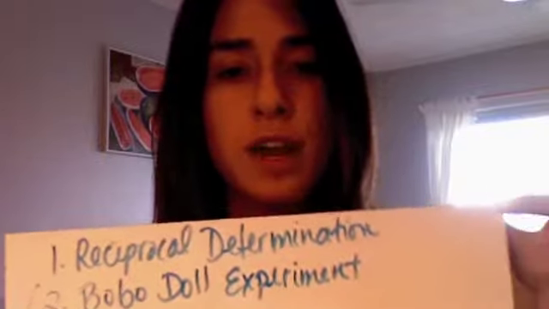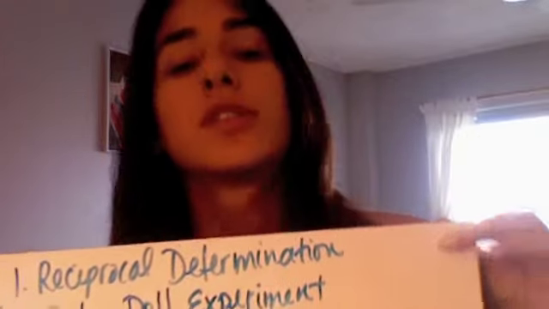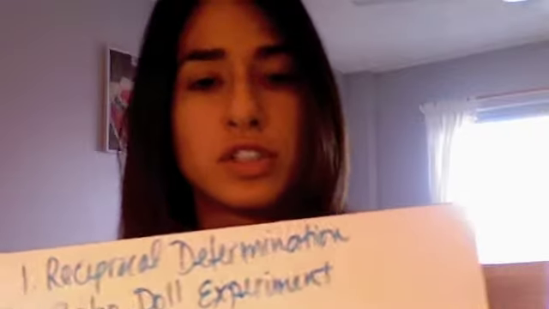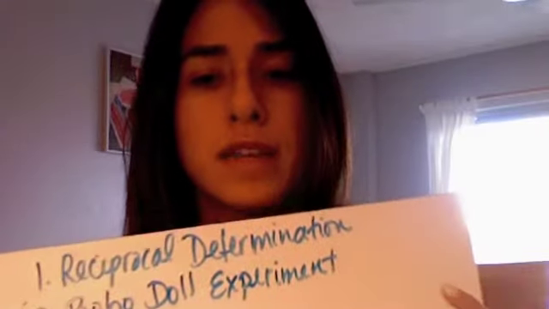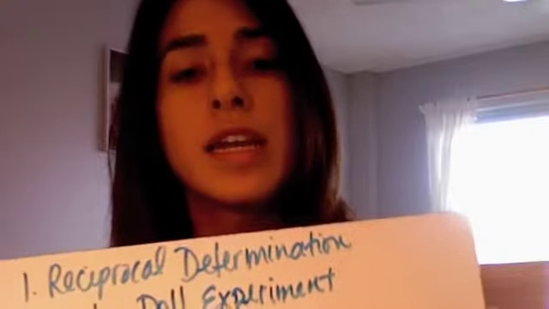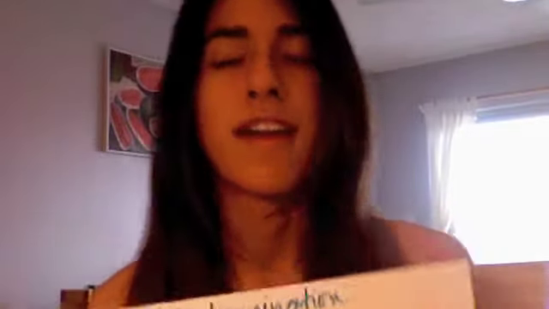Okay, so we've talked about reciprocal determination as the first kind of idea within social cognition. The second topic that comes up repeatedly when researching the theory is the Bobo doll experiment. Now the Bobo doll experiment is something that I find completely fascinating, and it's actually my favorite part of this research. Okay, in the Bobo doll experiment, this guy Bandura takes children and puts them into groups and has them watch a video.